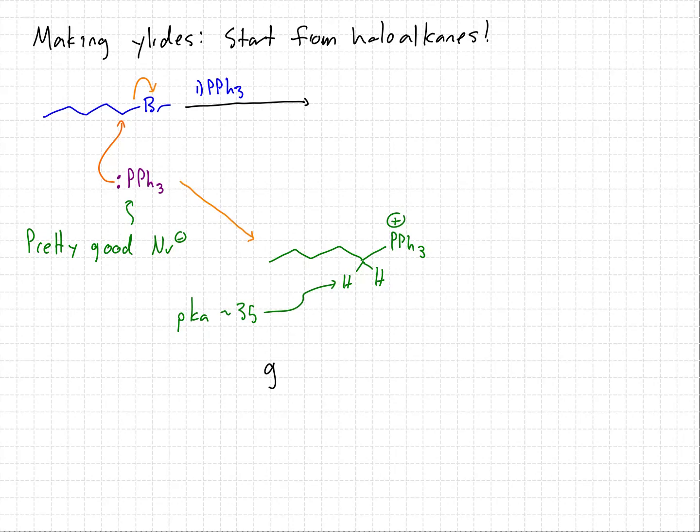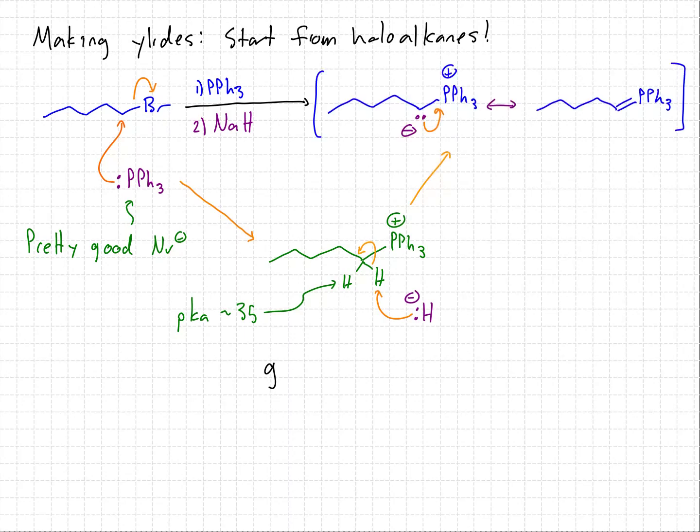So in a second step, we can simply add a base that is strong enough to remove that proton. The textbook favors organometallic reagents like butyllithium. Here I've used sodium hydride. It doesn't really matter as long as the base is sufficiently strong. So remove that proton, generating the carbanion here, which is then stabilized by resonance with the adjacent phosphorus atom. Remember that phosphorus is allowed to exceed its octet, being that it is a third period element.